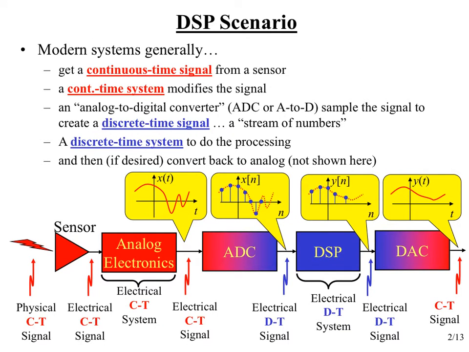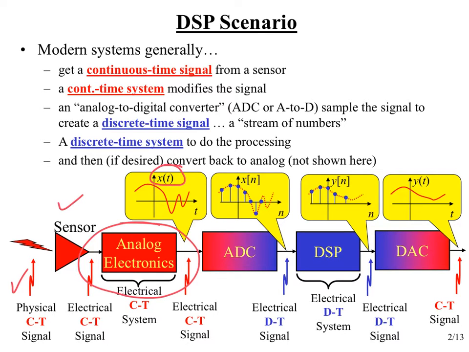So here is a scenario that we're interested in talking about in signal processing. So we've got some sort of sensor that's picking up some sort of physical CT, continuous time signal. So our sensor might be a microphone or something like that, any kind of sensor that will convert a physical signal into some sort of electrical signal. And it's going to go through some analog electronics, which will be like transistors, op amps, resistors, capacitors, and inductors, and such. And we end up with some continuous time signal, which we'll call x of t.